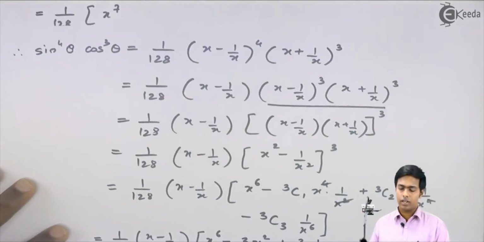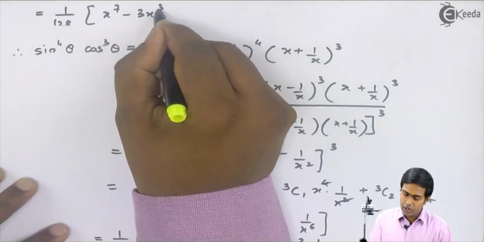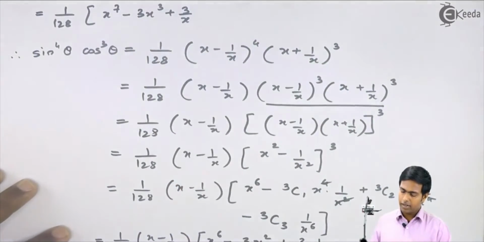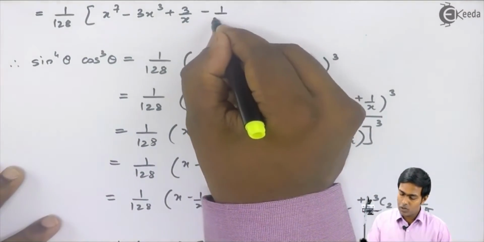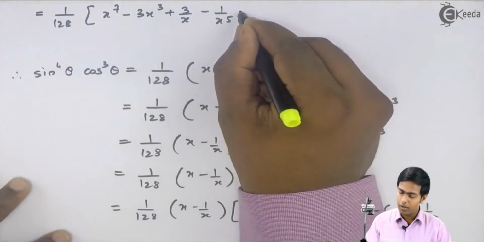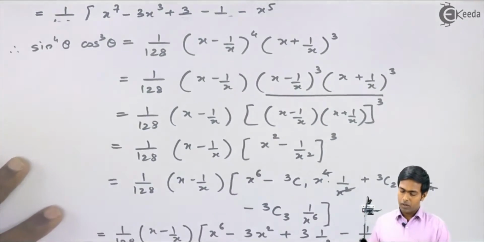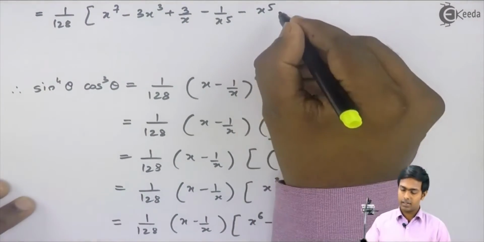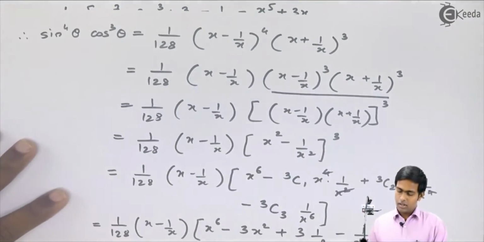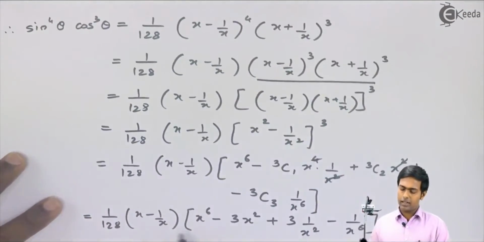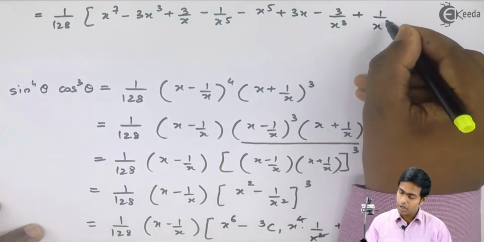Next, x into 3x square, that is minus 3x cube. Next, x into this, that is plus 3 upon x. Next, x into this as minus 1 upon x raised to 5. Similarly, minus 1 upon x into x raised to 6 will give me minus x raised to 5. Next, minus 1 upon x into minus 3x square will give me plus 3x. Here I will get minus 3 upon x cube, and the last term will be plus 1 upon x raised to 7.